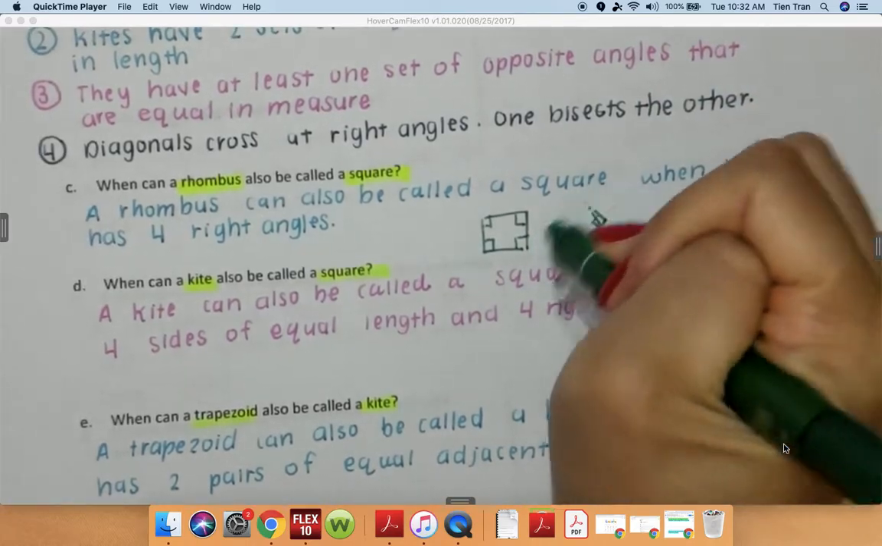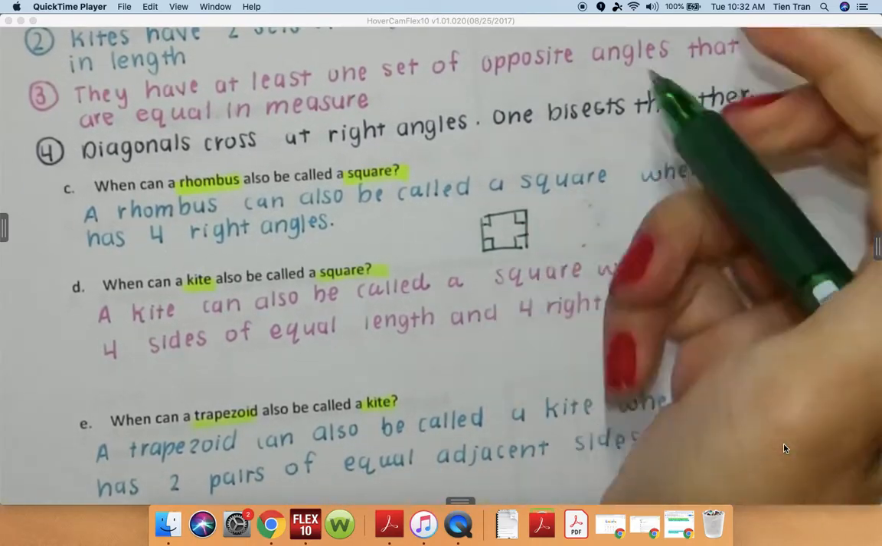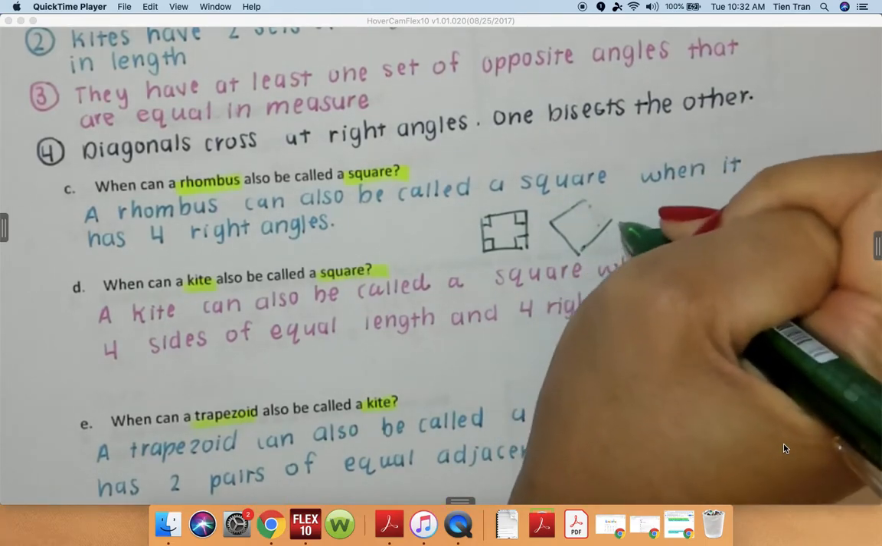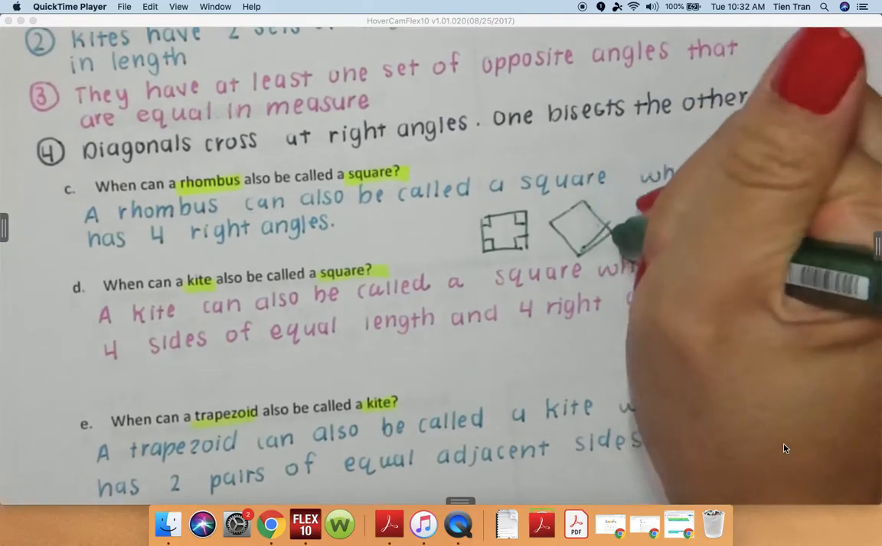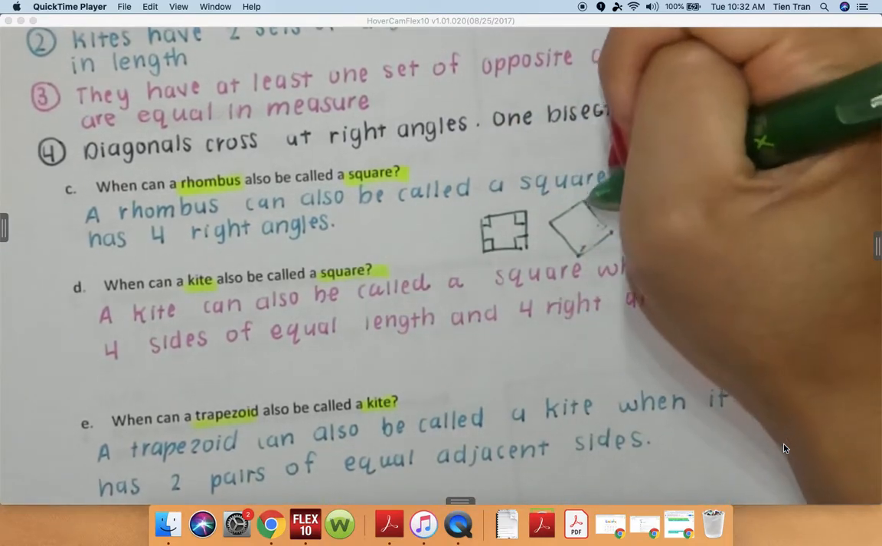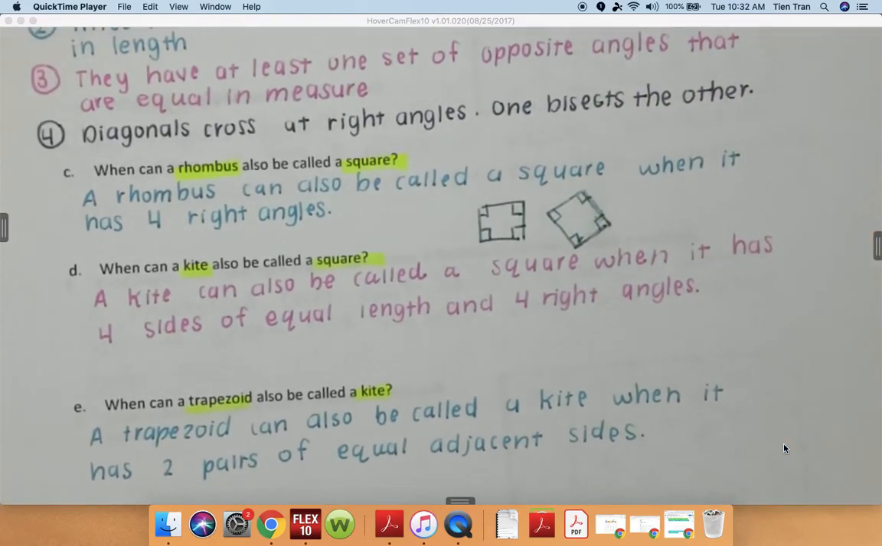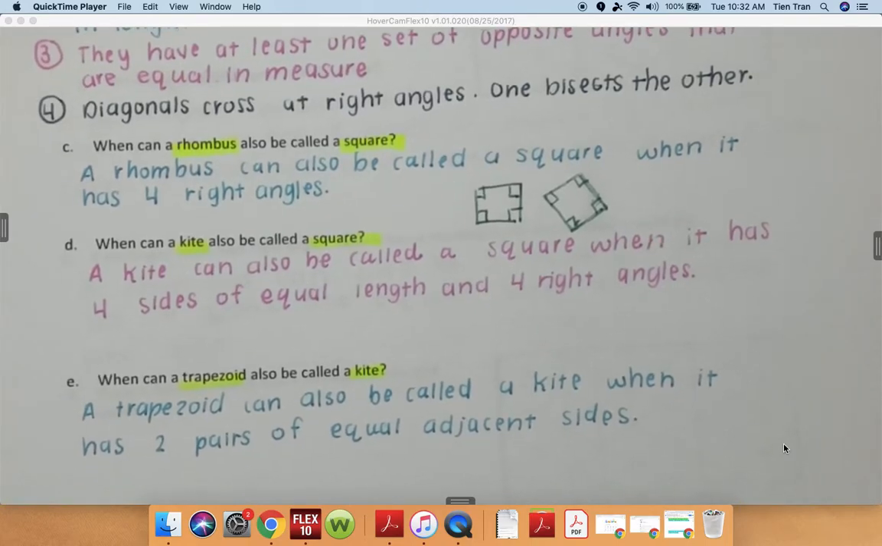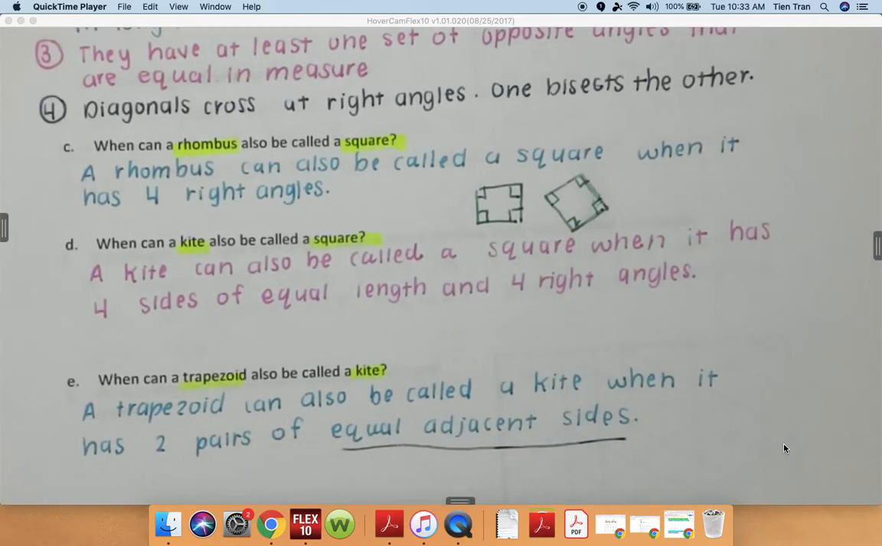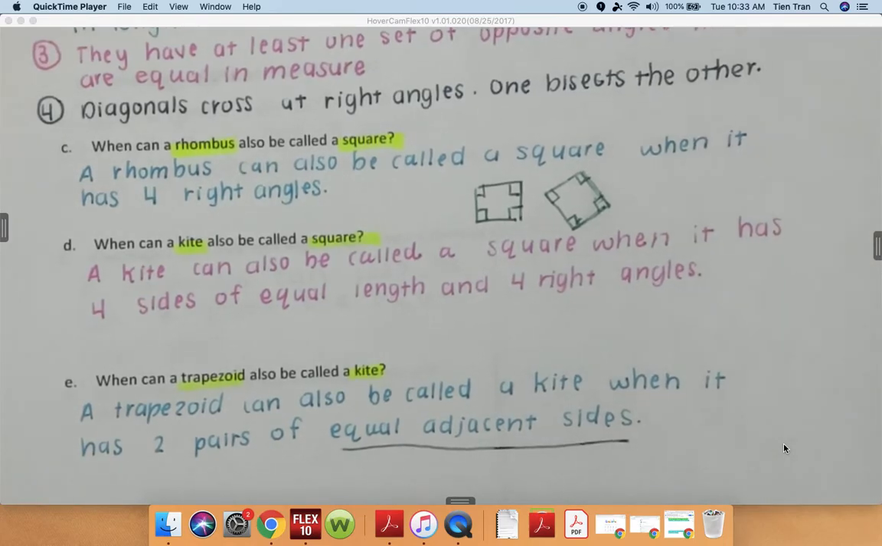If I were to draw this correctly, it's a tilted, I don't know if that helps. It's a tilted square. So all measurements should be the same. For problem D, a kite can also be called a square when it has 4 sides of equal length and 4 right angles. Okay? And when can a trapezoid also be called a kite? A trapezoid can also be called a kite when it has 2 pairs of equal adjacent sides. So they are equal to the sides. I'm going to turn the page.